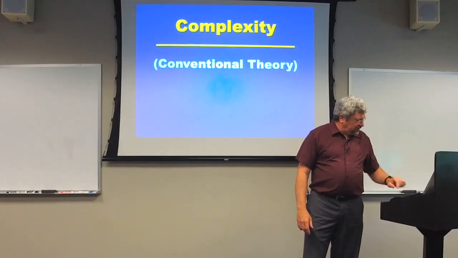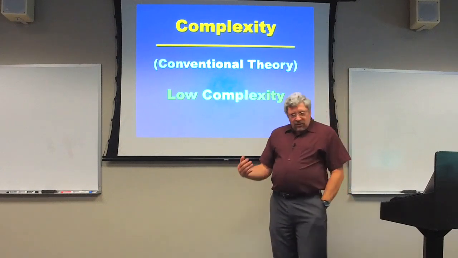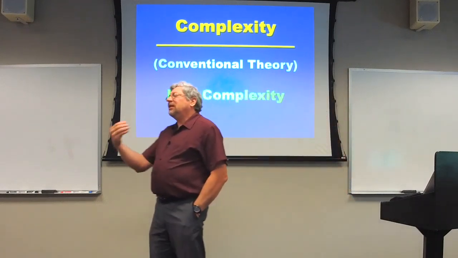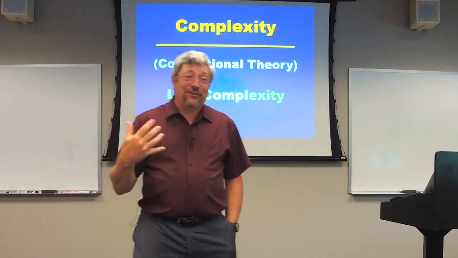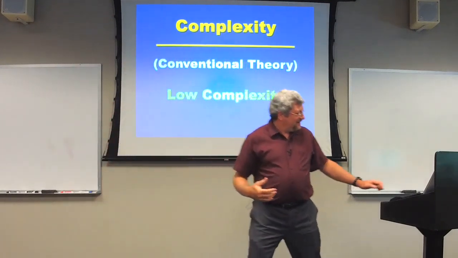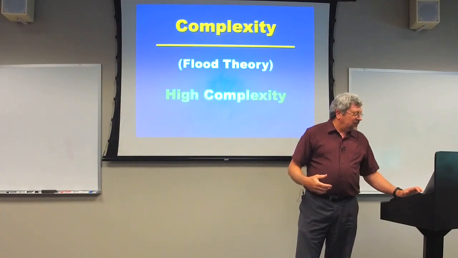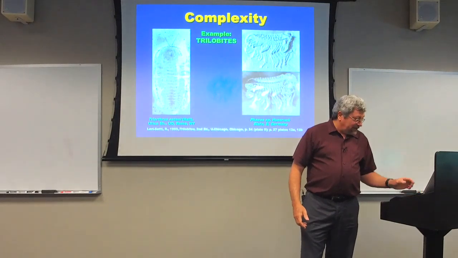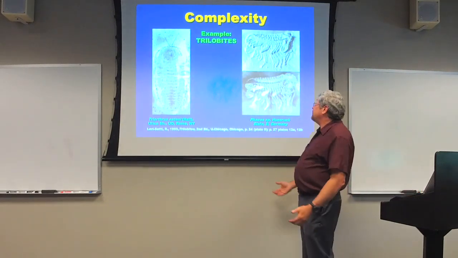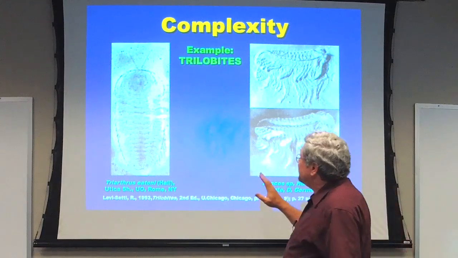Issue of complexity. Intuitively, evolutionary theory would expect relatively low complexity. It's really difficult to explain high complexity. In the flood, you could have extremely high complexity if that's already there in the world. And of course, you already know the complexity of organisms in the fossil record is truly extraordinary. My favorite example are the trilobites.